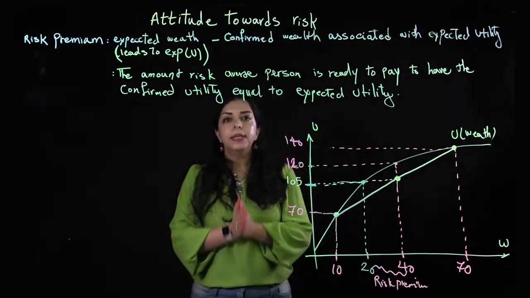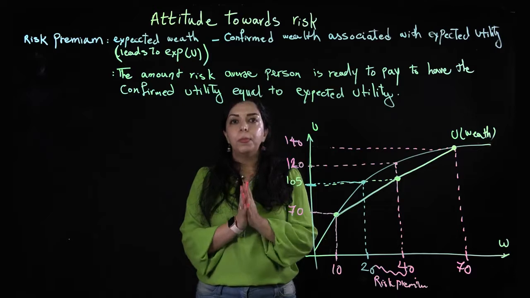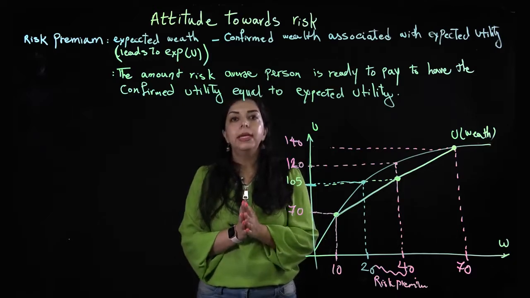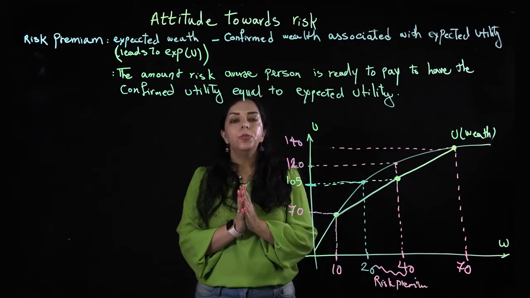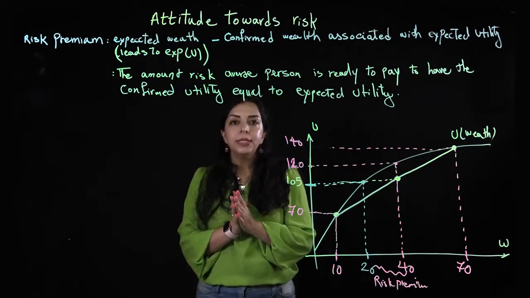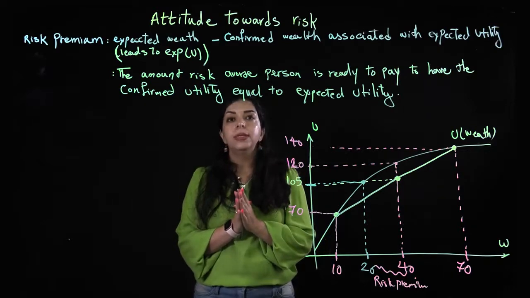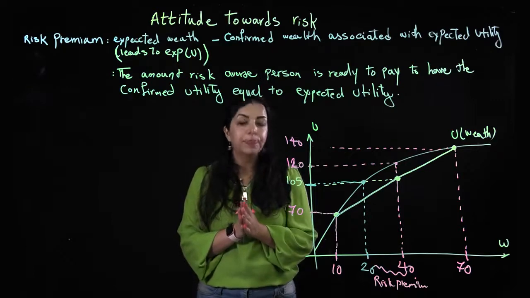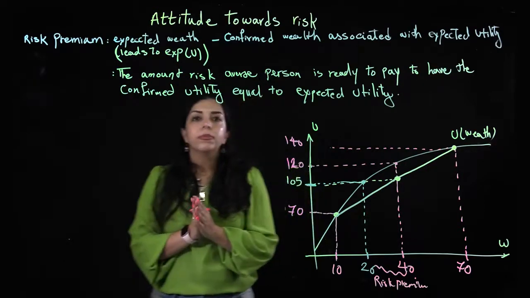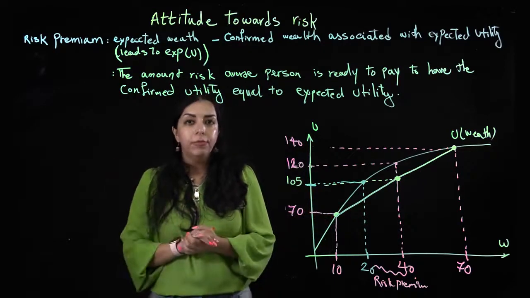To emphasize and confirm the concept: risk premium is the amount of money, or the amount of wealth, that the person is ready to pay in order to make sure that he has the same utility, which is a confirmed utility, and the amount of that utility is exactly equal to the expected value of the utility. So now, we want to do exactly the same example just for the risk lover person.